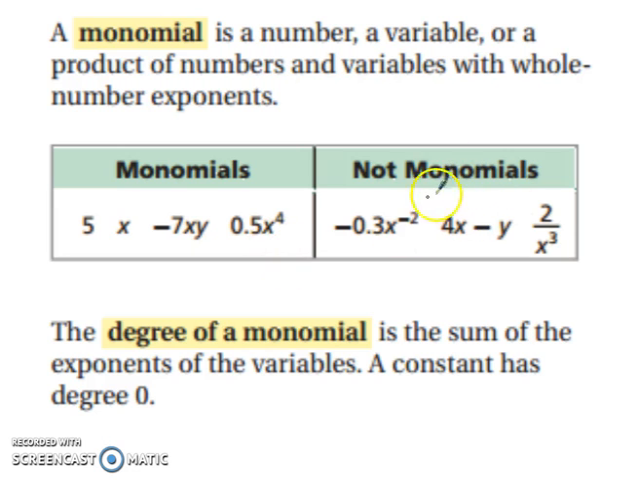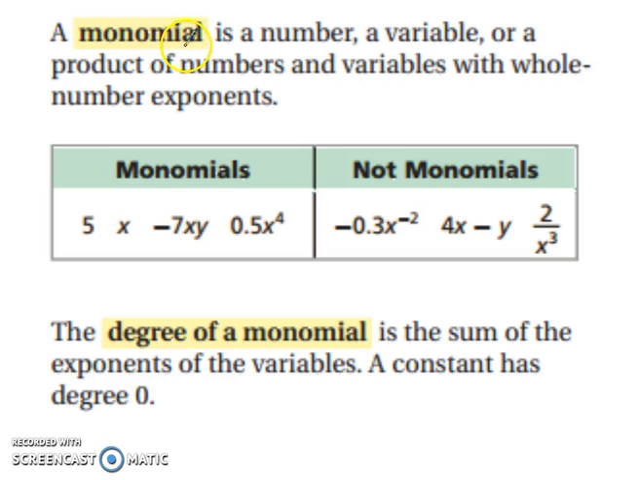So these are some examples of not monomials. Negative 0.3x to the negative second power, or 2 divided by x to the third. You have your variable in the denominator. Now the degree of a monomial is the sum of the exponents of the variables. A constant has a degree of 0. So once again, this is for a monomial.